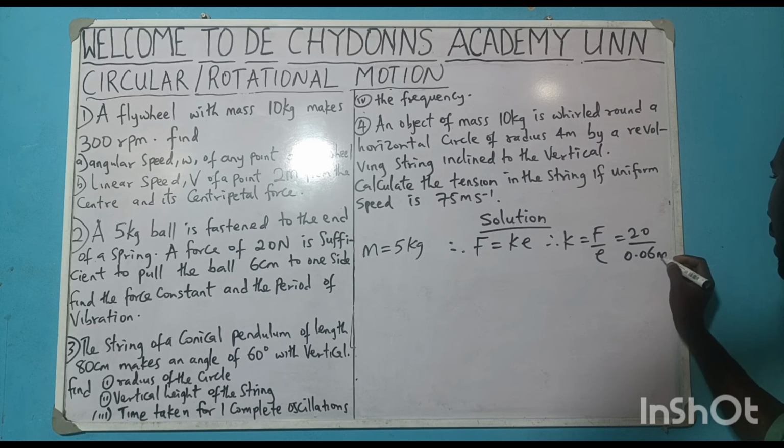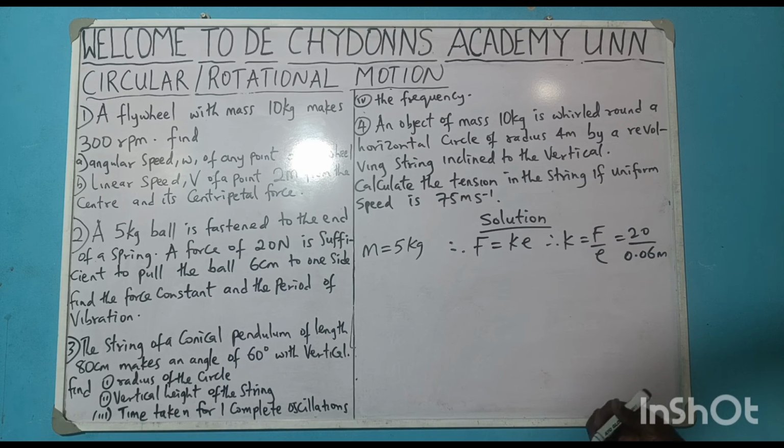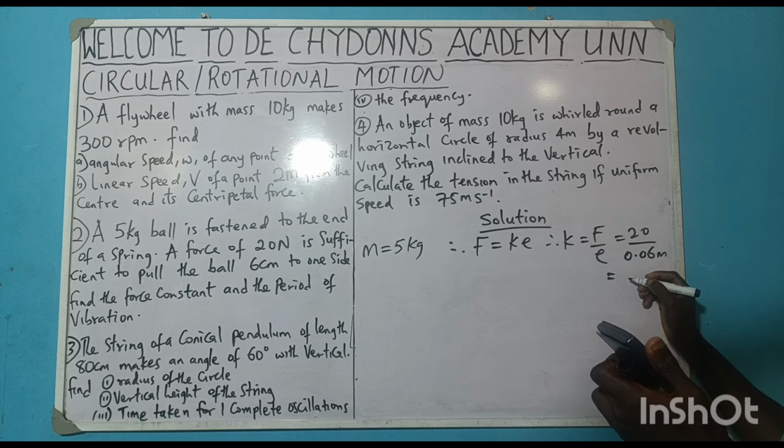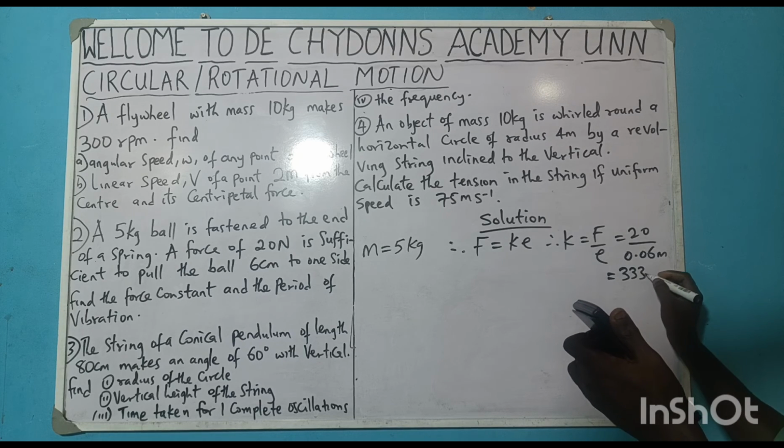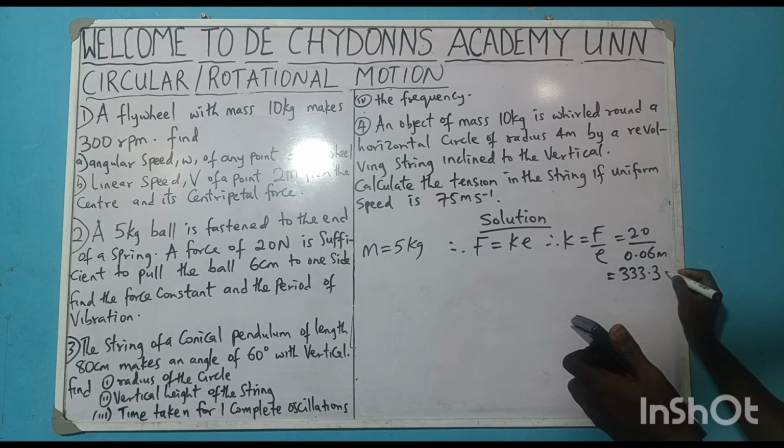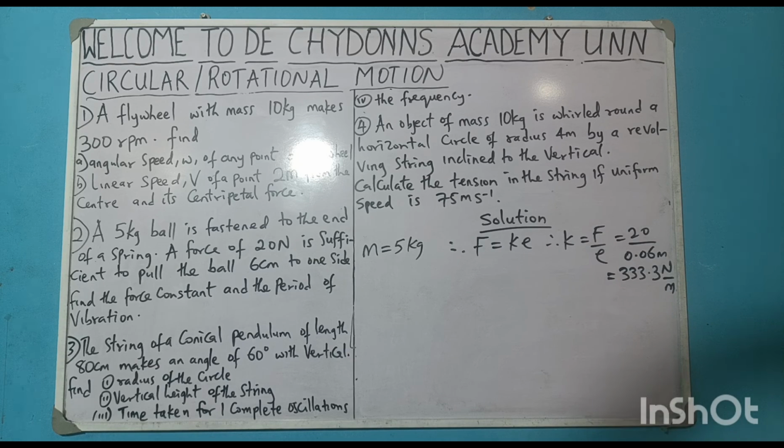0.06 in meter. Okay, so your force constant will be equal to 20 divided by 0.06. That will be equal to what? 20 divided by 0.06 will be equal to 333.3 Newton per meter. That is the force constant.